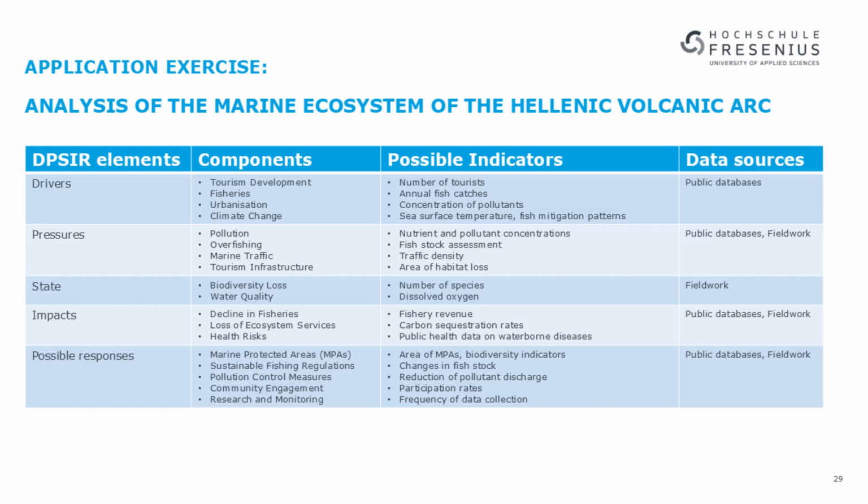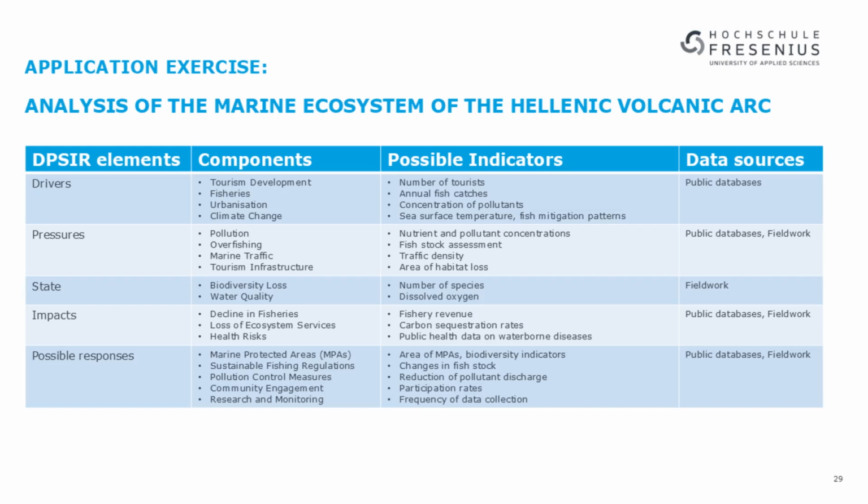And possible responses to those impacts may be marine protected areas, sustainable fishing regulations, pollution control measures, community engagement, and research and monitoring. The establishment of marine protected areas may protect key habitats and biodiversity by limiting fishing and tourism activities in sensitive areas.